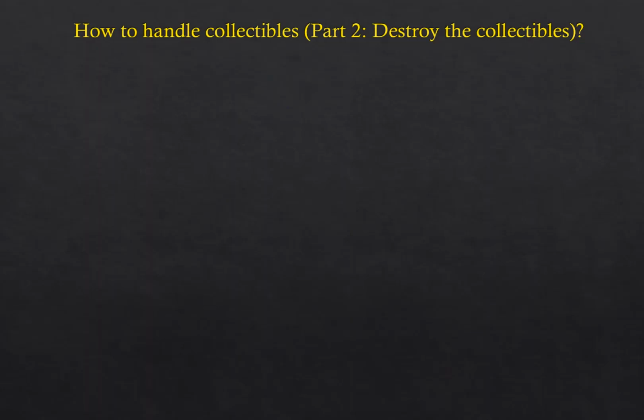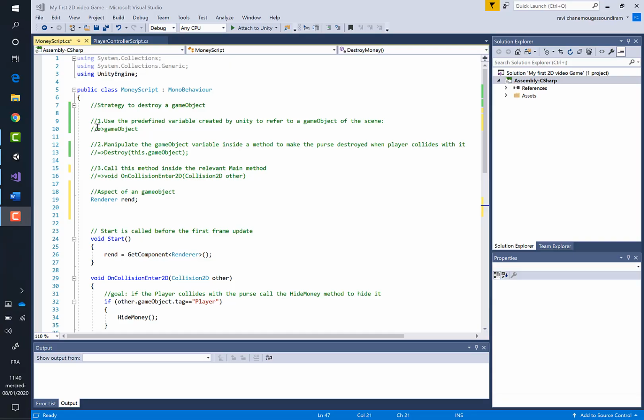How to destroy the collectibles. Hi guys, you must know that it's very easy to destroy a game object from the scene. So you must know that during the first step we don't need to define any kind of new variable, because Unity creates some variables by default.